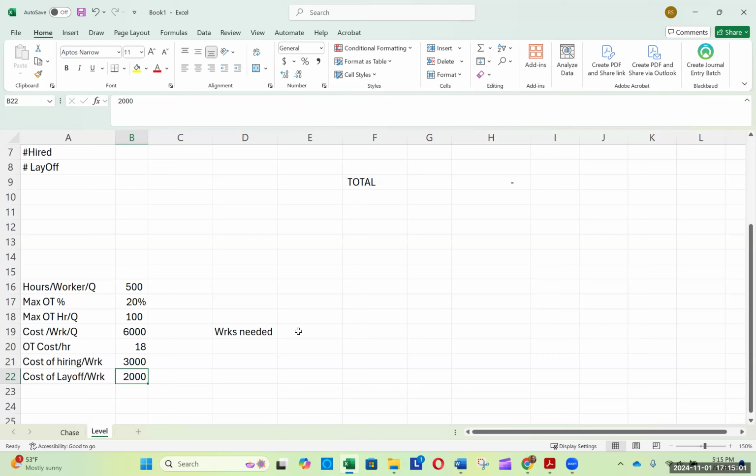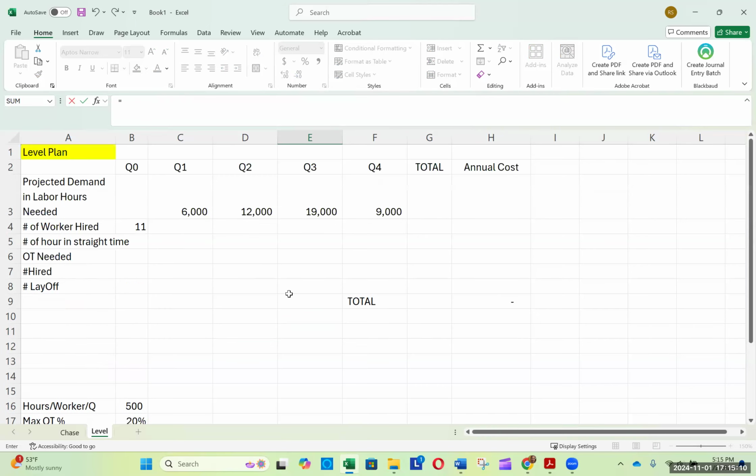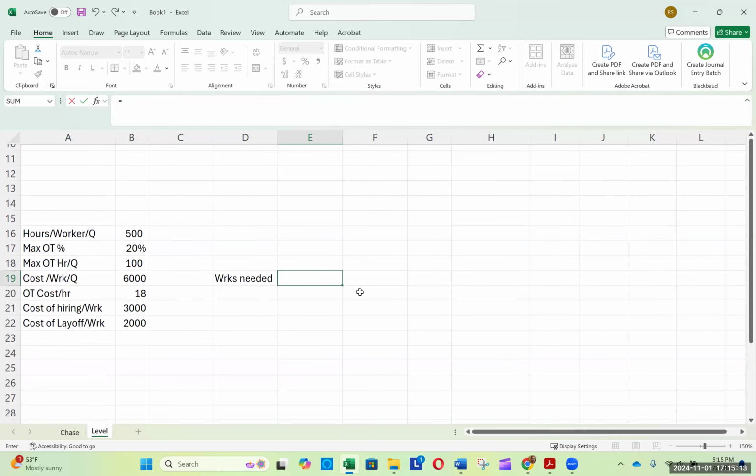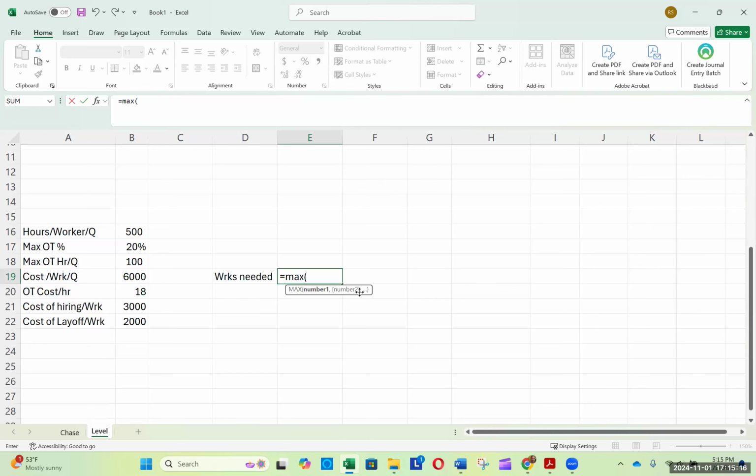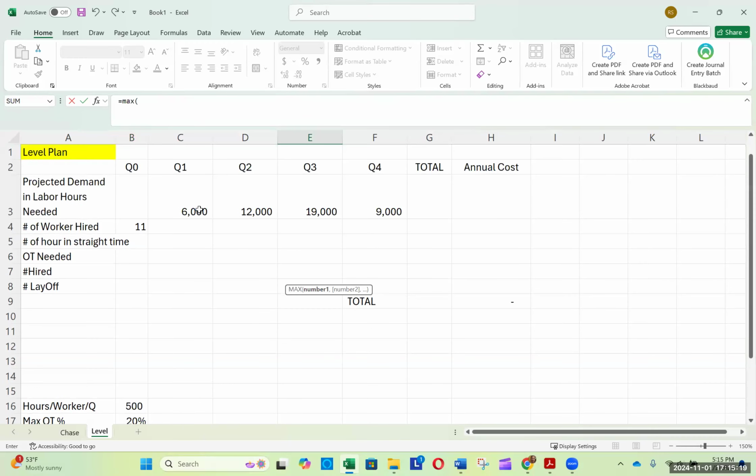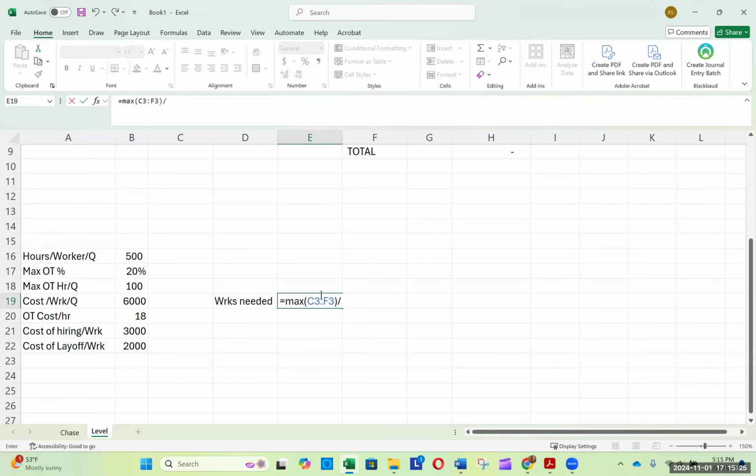So let's figure out the minimum number of workers they will need. That will be based on the maximum of these numbers. The formula is going to be the maximum of these numbers divided by the sum of this plus this. So each worker can contribute up to 600 hours if they were working fully overtime. And if you do this, the number comes out to be 31.66.